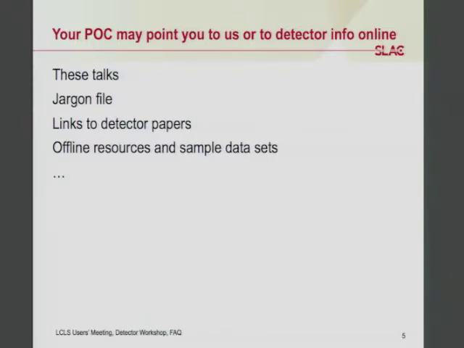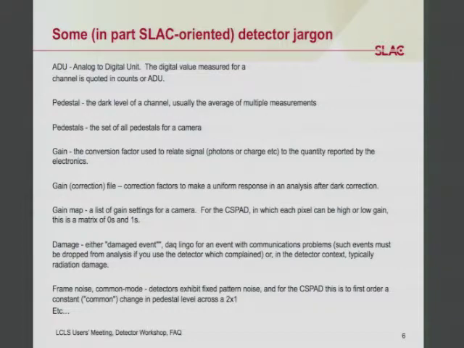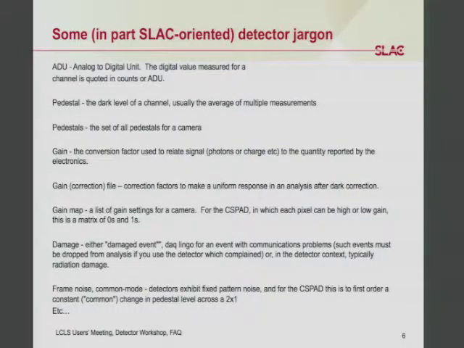We have a jargon file for people who don't understand what we're talking about, because we come from different fields of science, and sometimes we use lingo which people don't know. Like, I tend to say pedestal instead of dark. When we say a pedestal correction or a pedestal script, we mean the script that finds the darks and produces the correction. Sven was telling you about damage. In the DAQ context, that means there's some problem reading out the event. In the detector context, that means every once in a while you might lose a pixel to radiation damage.